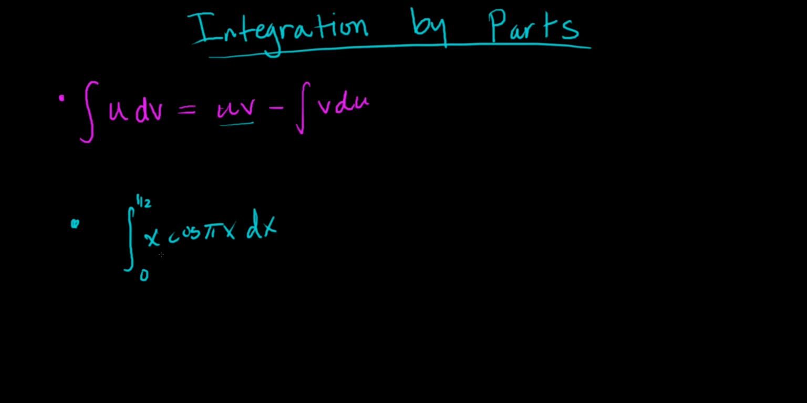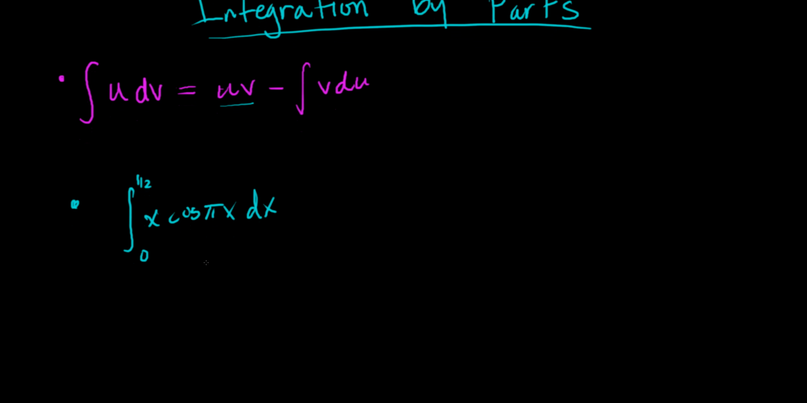x being u, no, that's not going to happen. u being cosine of pi x, is that going to help us? No, we're just going to differentiate and get sines, and that doesn't help us at all. So quickly, we've ruled out u substitution. We're going to do integration by parts.